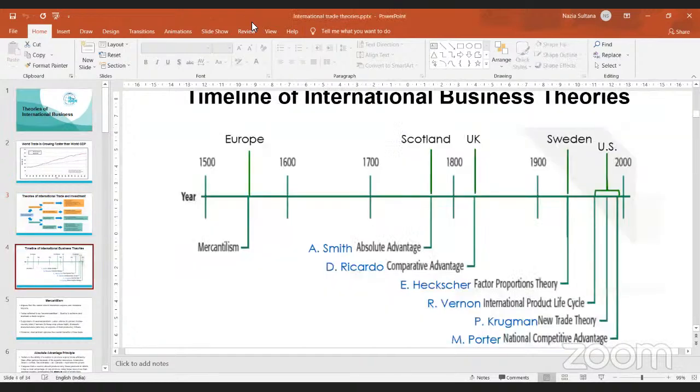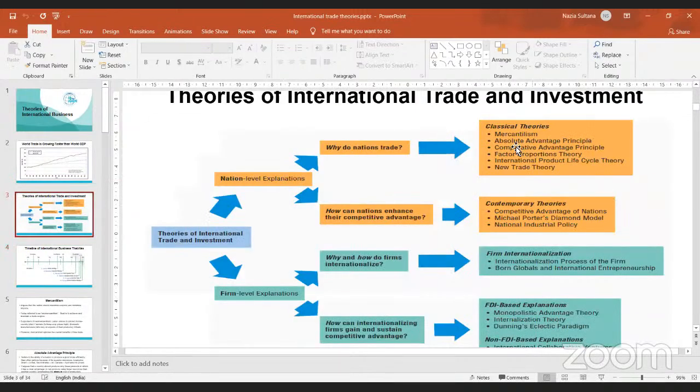So if you see here the timeline of these theories, the theory of mercantilism is the first theory. As students of management, you have to remember which theory falls under which category. So when you say mercantilism, absolute advantage theory, new trade theory, under which one does it fall? You have to make sure about that.